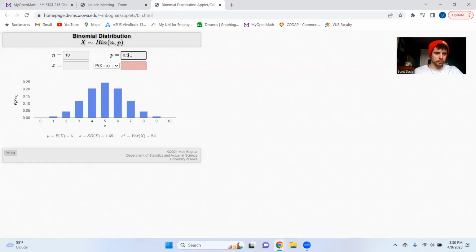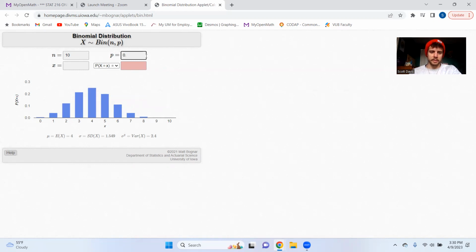So for our probability, I could say 0.4. Technically, this would not qualify because 10 times 0.4 is 4. It would be under our criteria. You can see this has a little bit of a right skew. There's a little tiny bit of probability here. It's very small and hard to see.